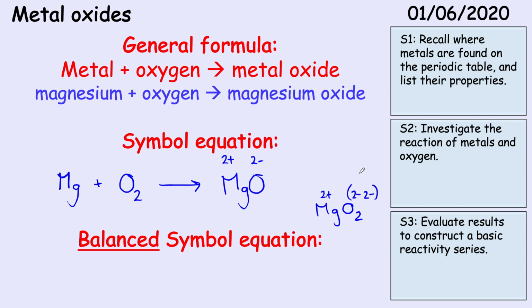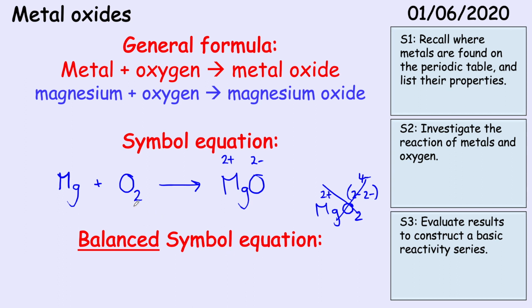Now overall, that's 4 minus. That doesn't balance. So that's the reason it's MgO and not MgO2. So that would be your symbol equation: Mg plus O2 goes to form MgO. But now we need to balance the symbol equation.